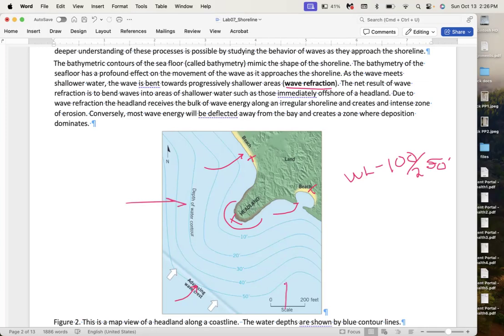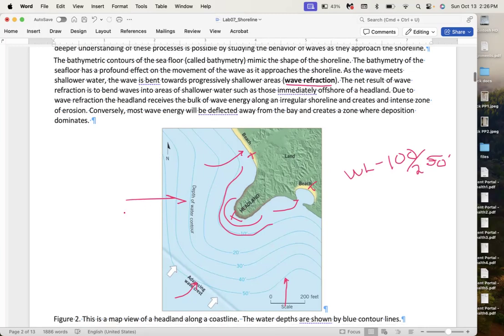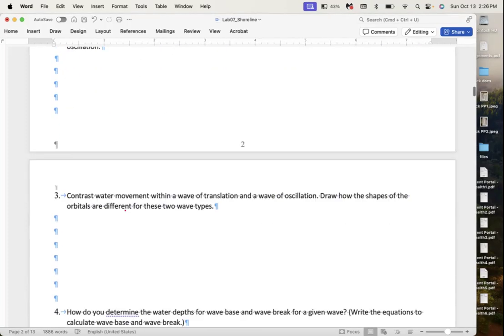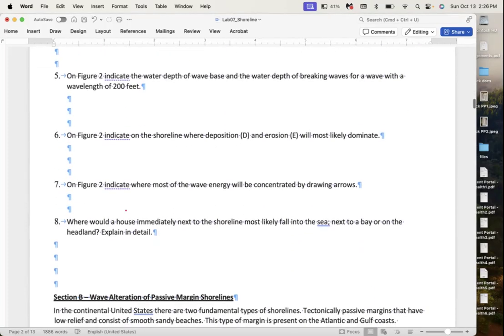And over here, it's doing the same thing because they haven't yet reached the bottom. And so the wave wraps around the area as it's shown doing here, like the contours are. And it's eroding here, and it's carrying the material away from the headland and depositing on each side. So then you have some questions to answer about that.